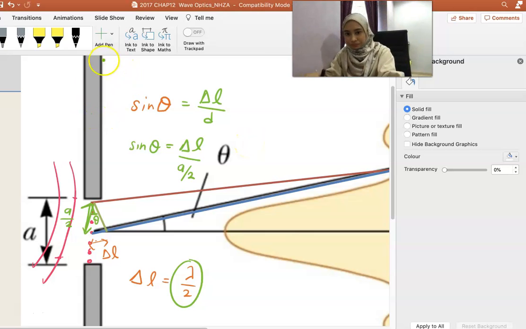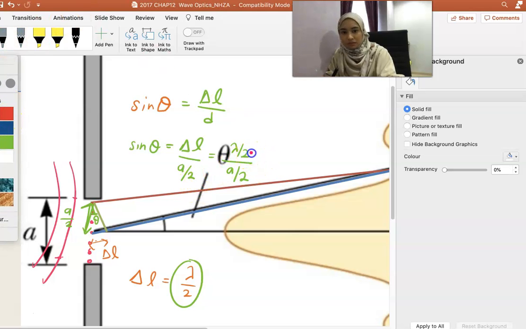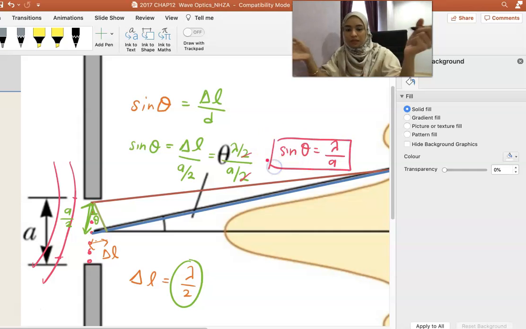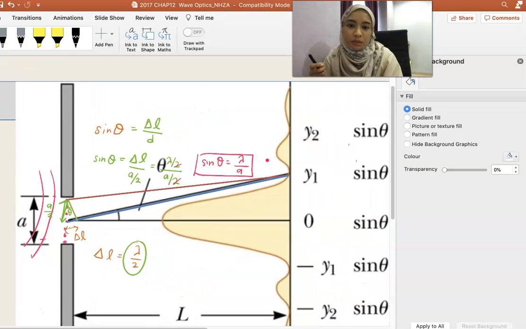Using it. Okay. So this is lambda over 2, A over 2. Now my 2 cancels out with each other. Great. So what does that leave me with? Leaves me with sine theta equals lambda over A. This is my first equation. Great. Derive my first equation.